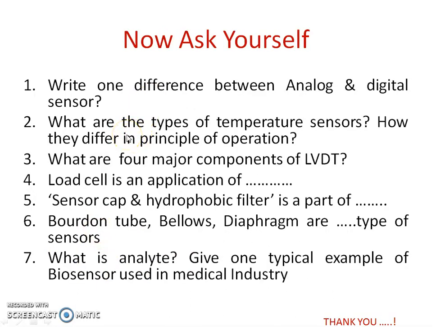Now, friends, ask these questions to yourself and try to get the answers from this lecture, from these slides. You can write these answers by typing in the Google form, or you can write on a piece of paper and submit through the add file option in the provided Google form. So what is the first question? Write at least one difference between analog and digital sensors. What are the types of temperature sensors? How do they differ in principle of operation? You have to go to the principle and explain in one line the principle of three transducers.